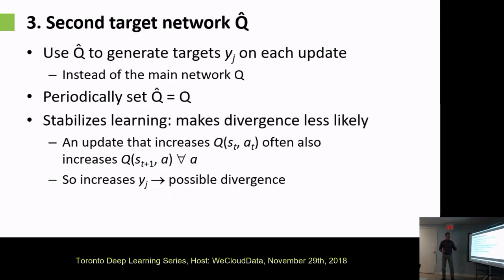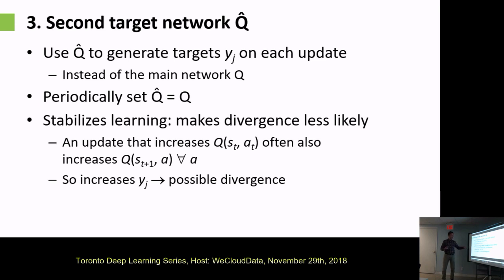The third addition that they made was they actually created another network for predicting the target values. So the network that we use to generate targets that we compare what the network currently predicts on, they created another network and periodically reset it to the network that is being trained.